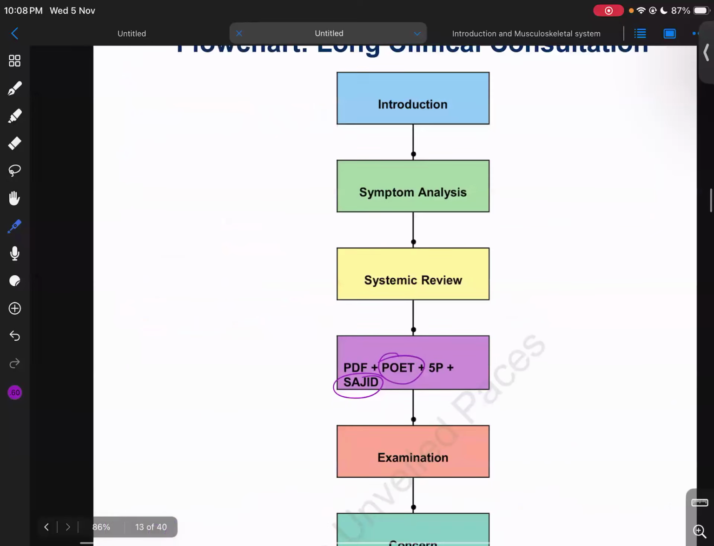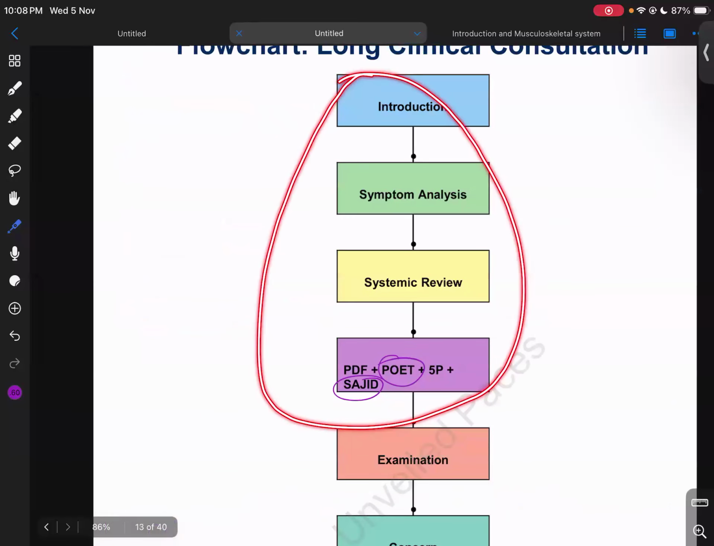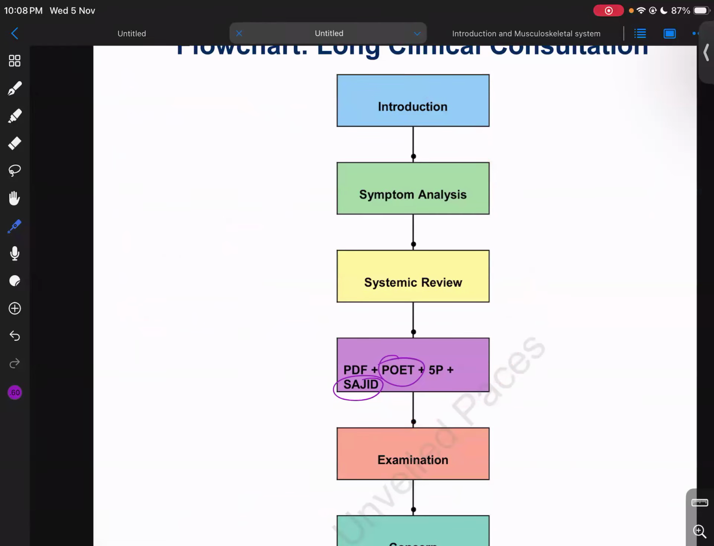And this comprises the marks in the clinical communication skill. Please ask me any question if anyone has any regarding the format of history taking.